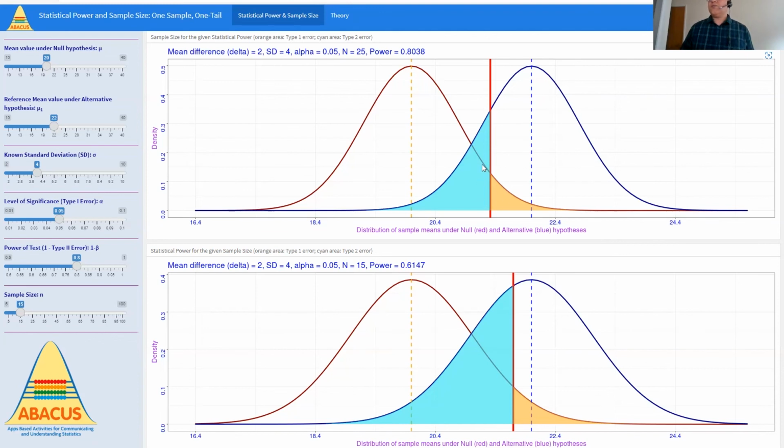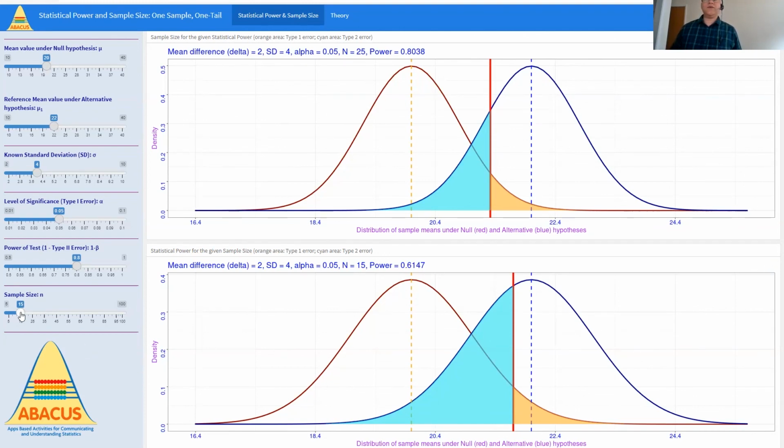So that means we want this cyan region to be as small as possible. For example, it is showing that if you want to get a mean difference of 2 with a standard deviation of 4, with alpha, meaning type 1 error, of 5%, you need 25 samples with 80% power. Our main point is that 80% power means you need 25 samples. And this is the alternative view also: you can fix the sample size and see what the power will be.